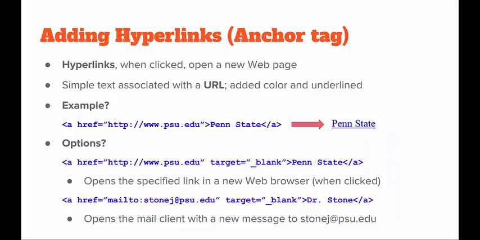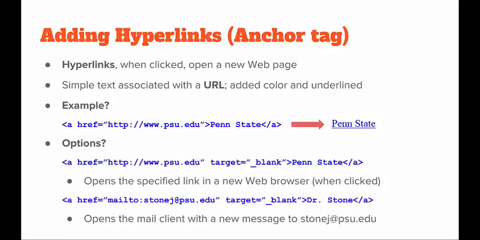Another common thing we see on web pages are hyperlinks. Now, to use hyperlinks, which are links that you can click on and go to a new page, we use something called an anchor tag. One reason it's called an anchor tag is because it's a single letter, A, and A for anchor. But it allows us to associate text with a URL, and it makes it stand out on the web page by adding some color and usually underlining them. Now, an example is shown here for Penn State.